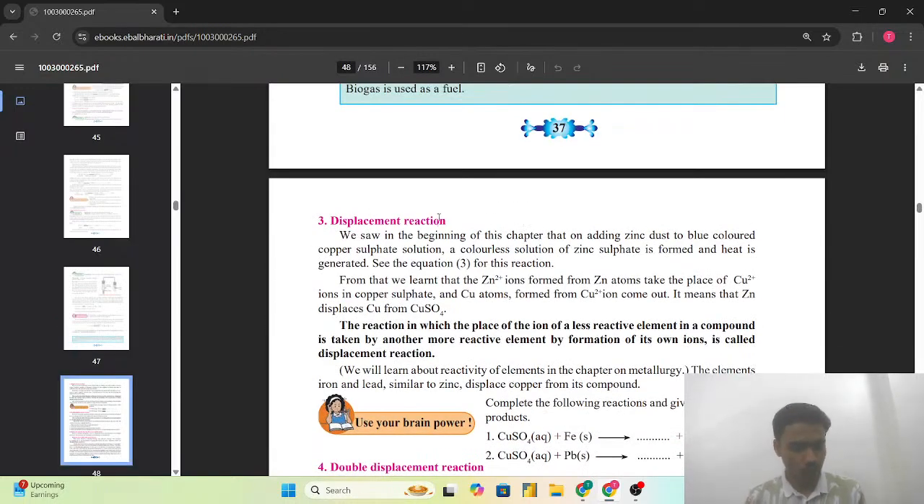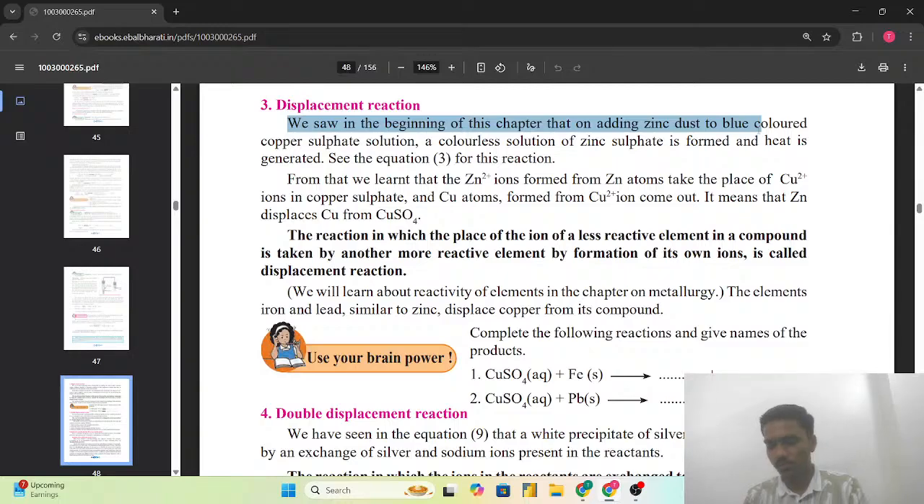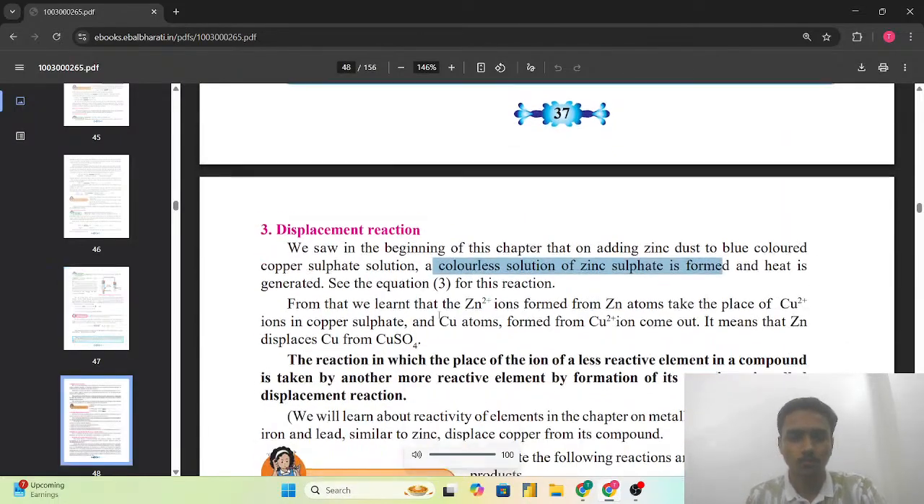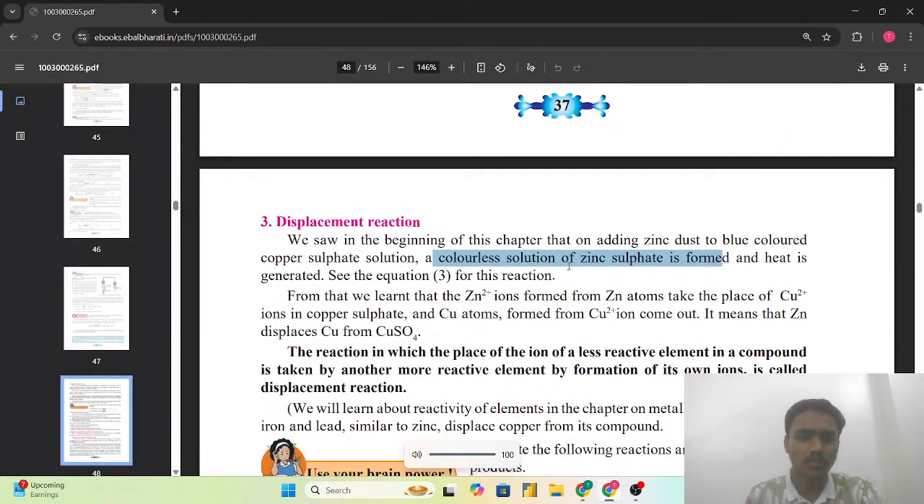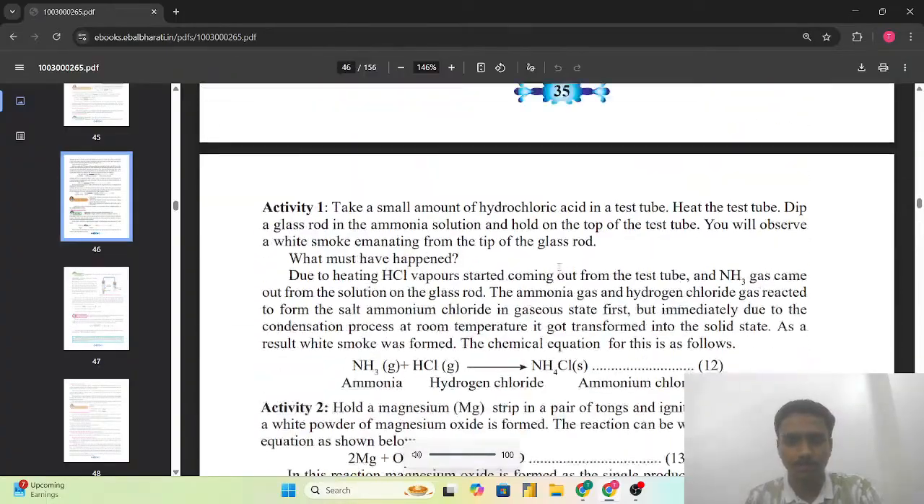We are now going to see the displacement reaction. We saw in the beginning of this chapter that when I add zinc dust to a blue colored copper sulfate solution, a colorless solution of zinc sulfate is formed. This is the reaction we have seen above. See equation 3 for this reaction.